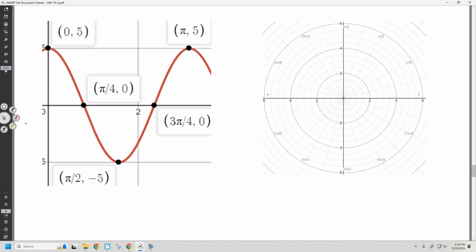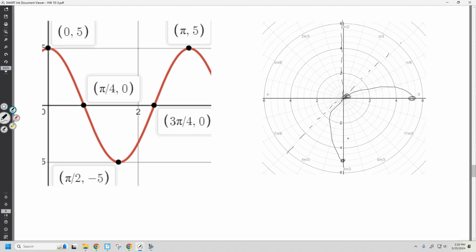Watch. 0, 5, pi over 4, 0. In between 0 and pi over 4, my radius needs to decrease. Between pi over 4 and pi over 2, my radius will go from 0 to -5. Here's -5 at pi over 2, which means I need to be kind of in between here and there, going there.